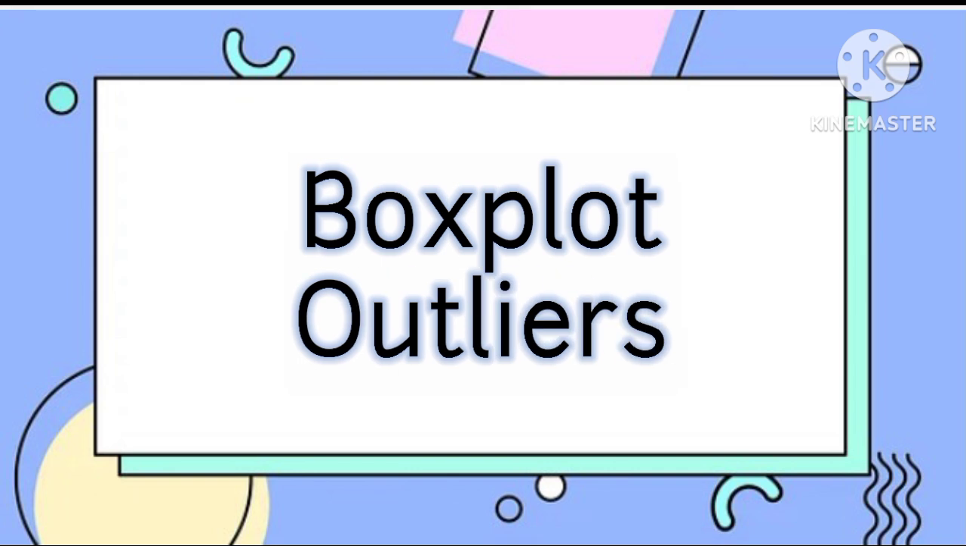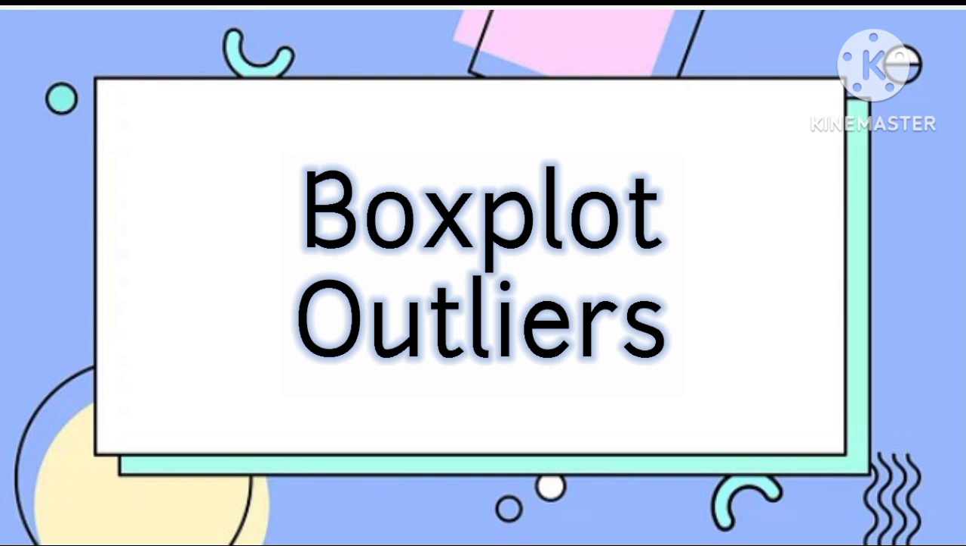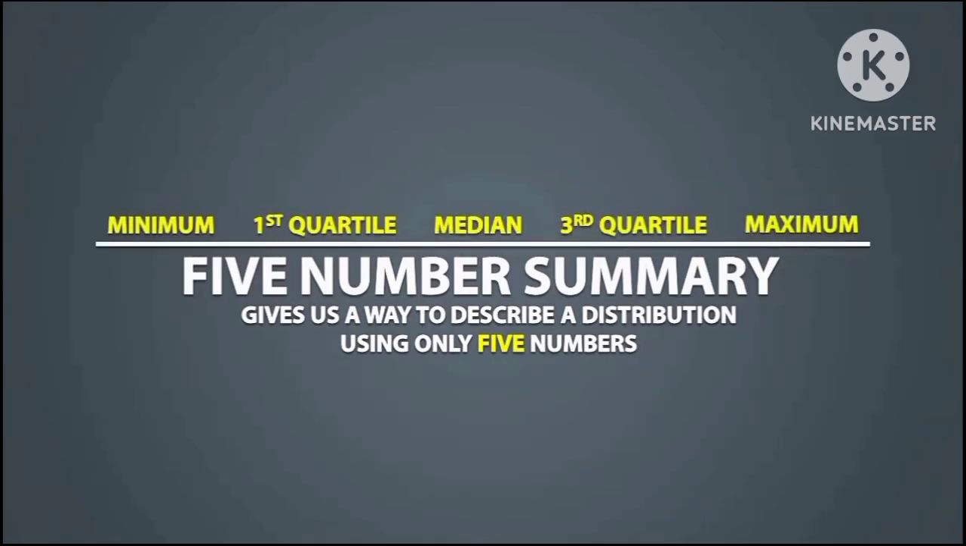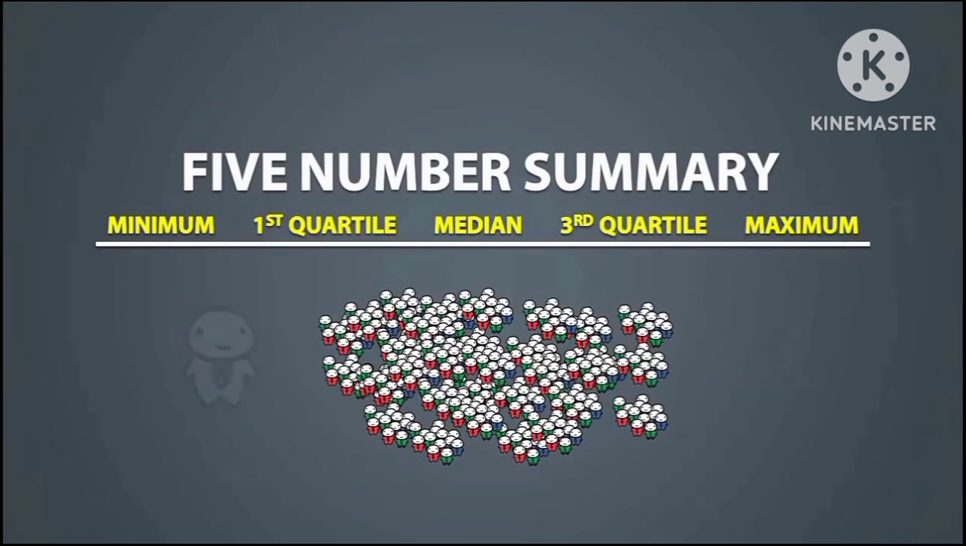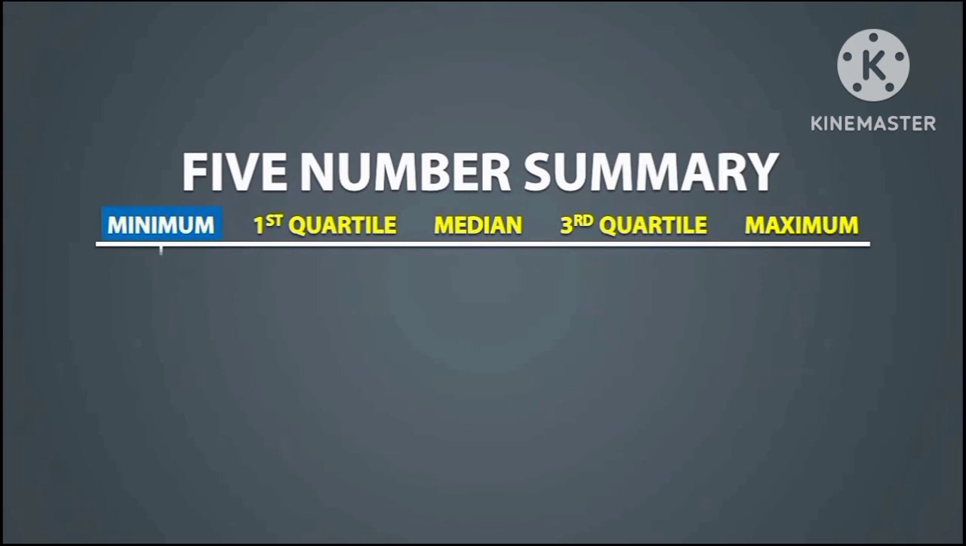So let's proceed to the box plot and the outliers. So bago natin yan makuha, kailangan natin munang kuhanin yung 5 number summary natin. So, yung 5 number summary natin give us a way to describe a distribution using only 5 numbers, which is the minimum, first quartile, median, third quartile, and maximum. So, kapag kumuha tayo ng sample at i-measure natin yung random quantity ng variable, kailangan natin i-arrange from smallest to largest. 5 number summary to describe the distributions.